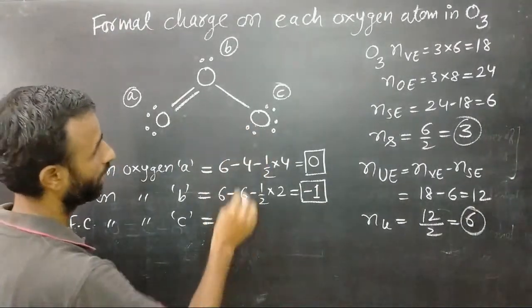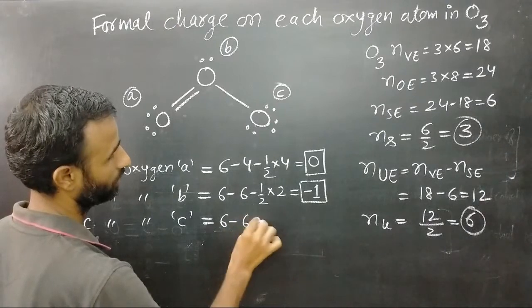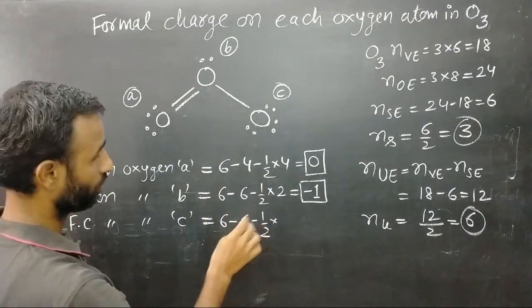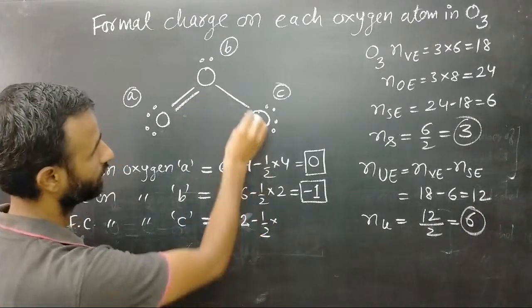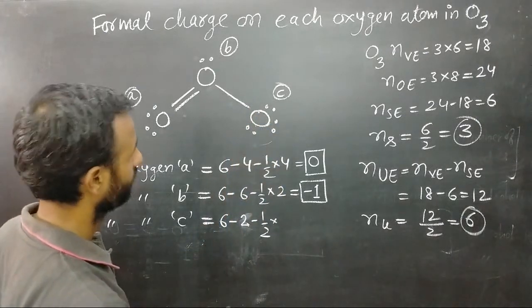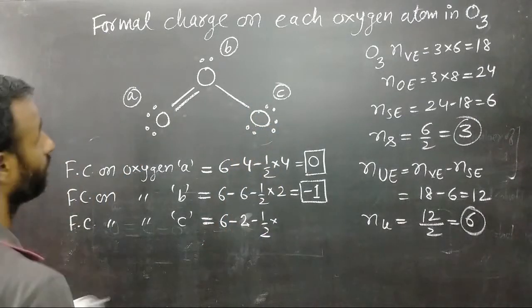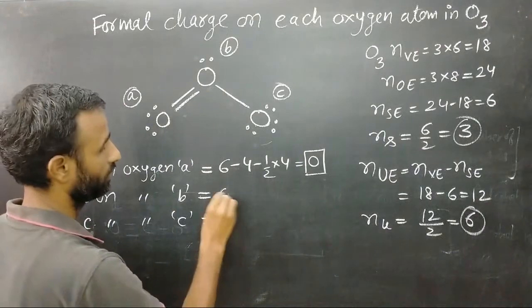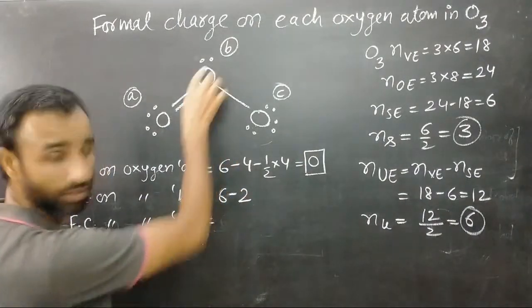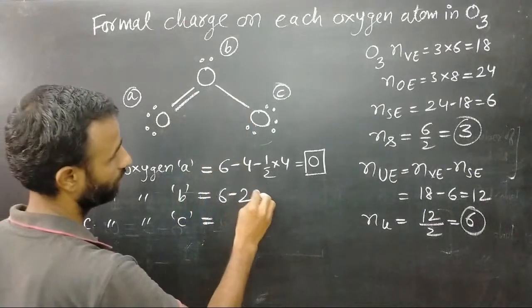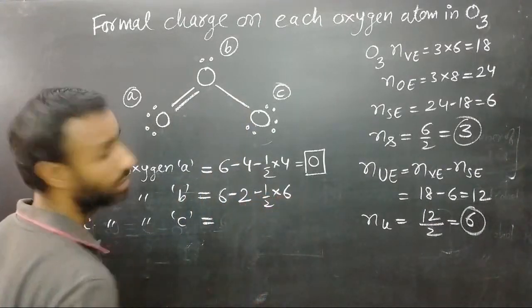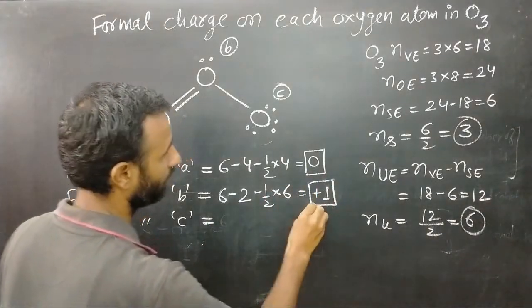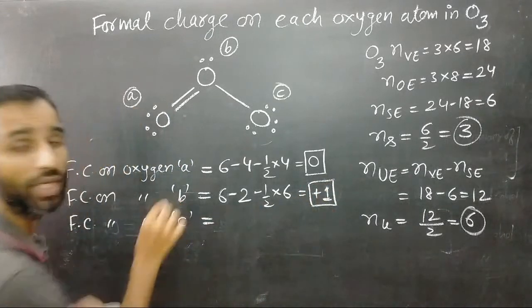6 minus, sorry. Yes, 6 minus 2 minus half of, for B, 6 minus 2 unshared and 1, 2, 3, 6 shared. So it is plus 1 actually. Plus 1 on B. Okay.